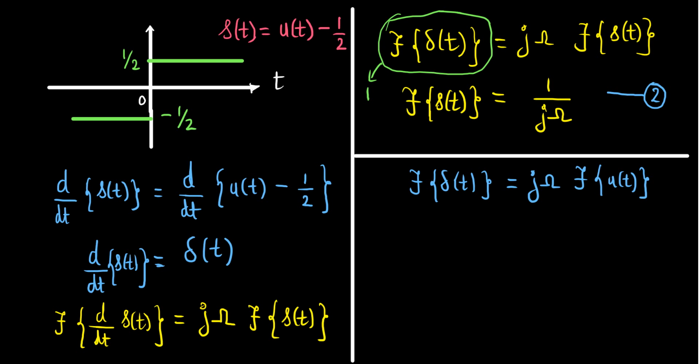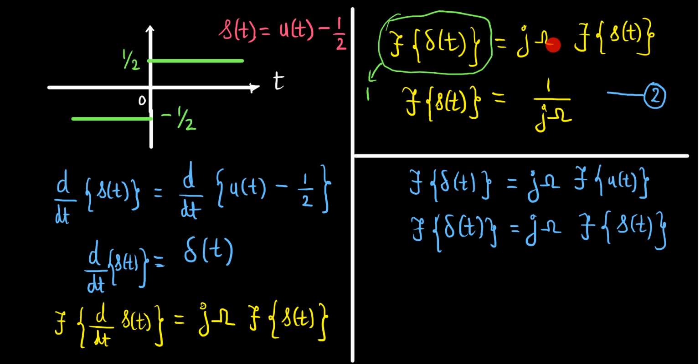The next equation that we have obtained here is the Fourier transform of del of t is equal to j omega times the Fourier transform of this new signal, that is s of t. You can see that from this equation. Now just observe these equations, because both of these are creating conflicts.